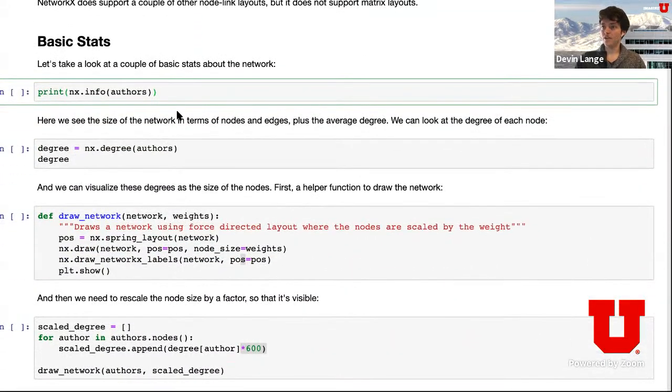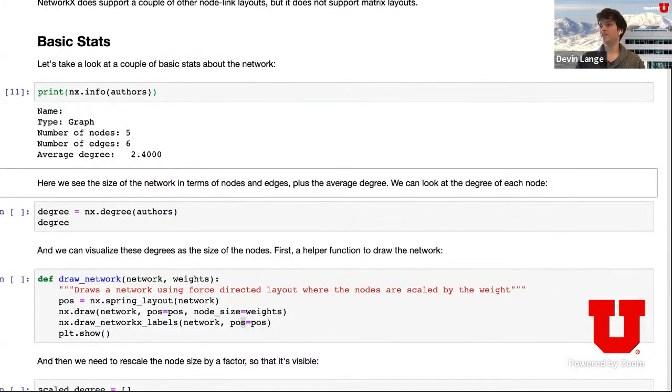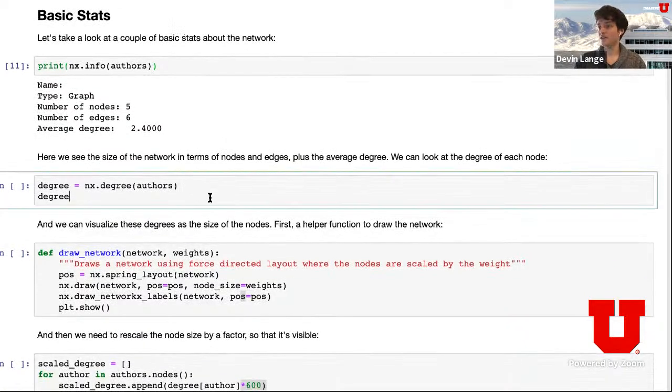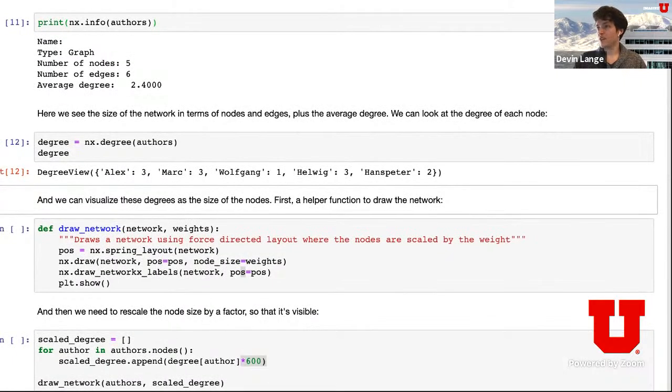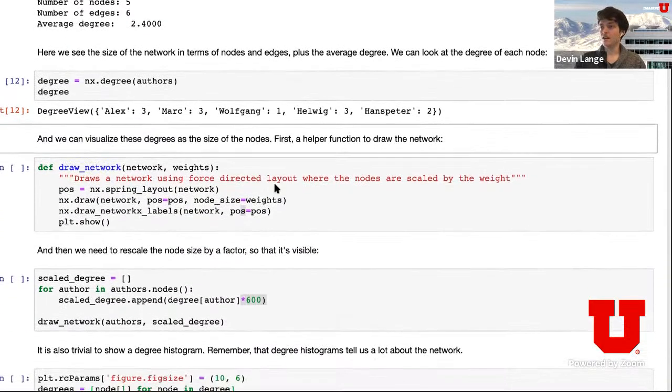Great. So we can get some of these basic stats that we talked about before: the number of nodes, the number of edges, and this average degree. So on average in the small list, you have 2.4 edges connecting you to other authors. And you can also get that degree explicitly for each individual author. So we see that here.